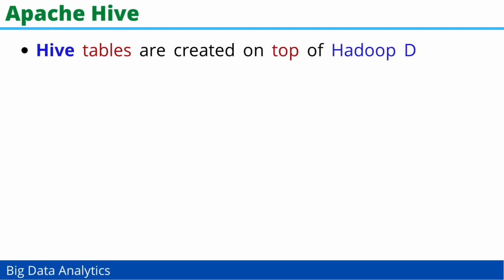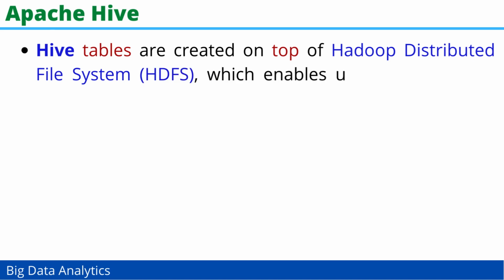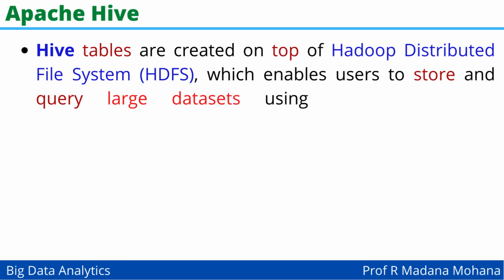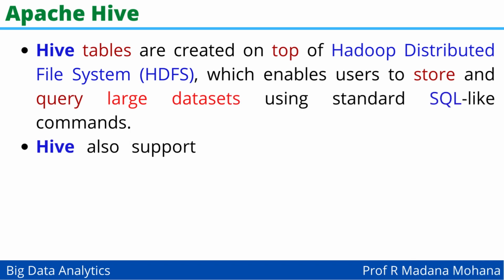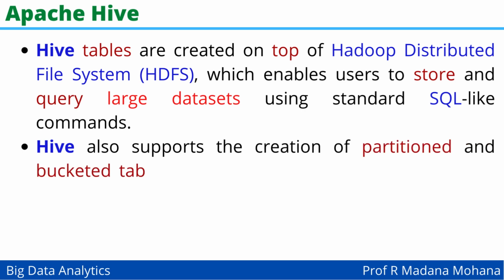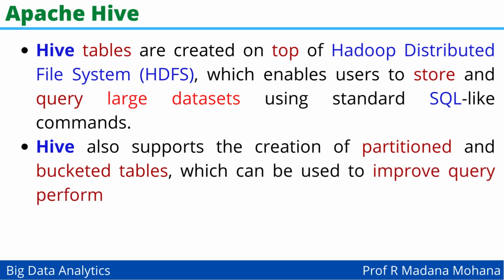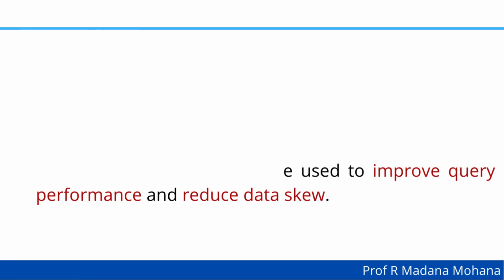Hive tables are created on top of the Hadoop Distributed File System, that is HDFS, which enables users to store and query large data sets using standard SQL-like commands. Hive also supports the creation of partitioned and bucketed tables, which can be used to improve query performance and reduce data skew.